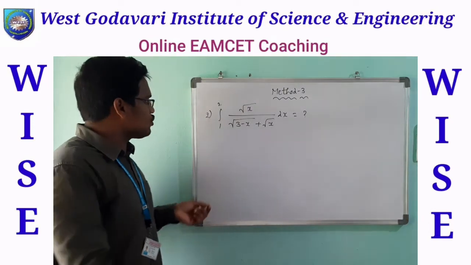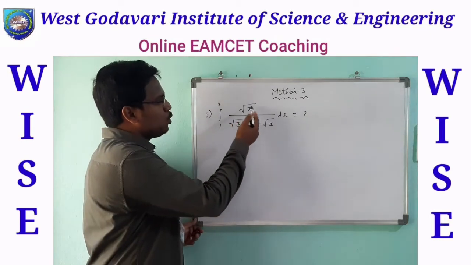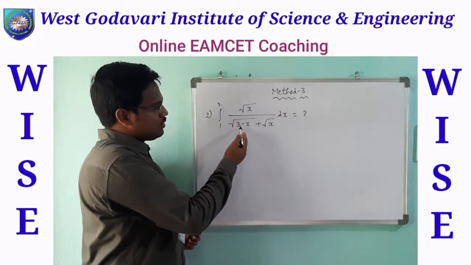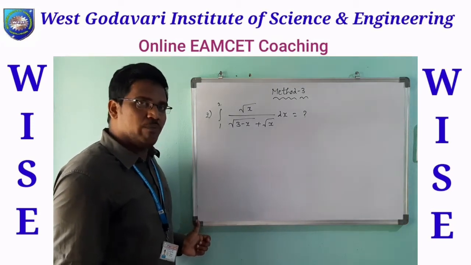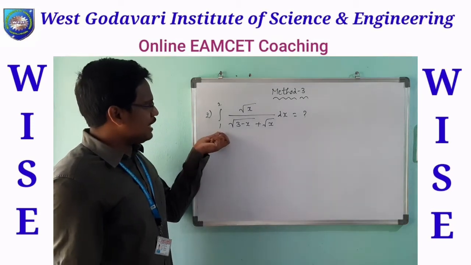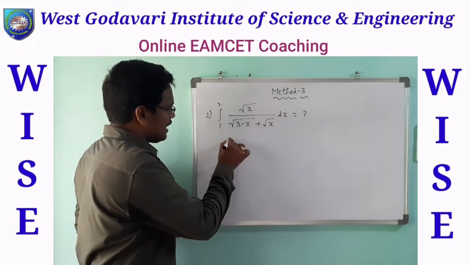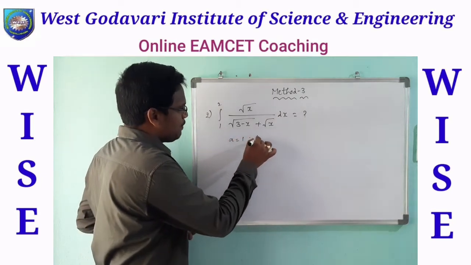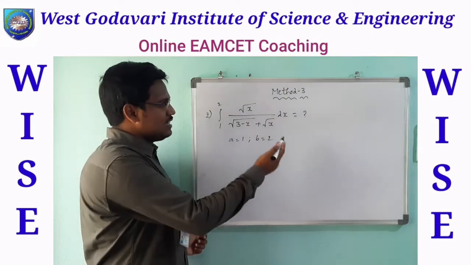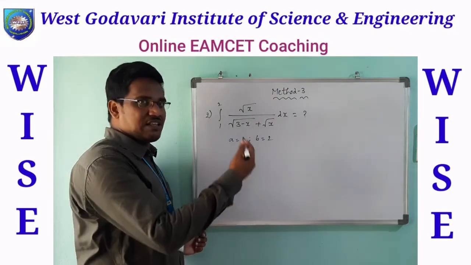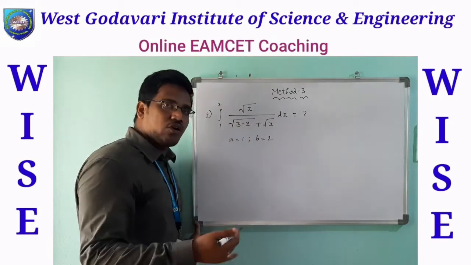Now see the second question, integral 1 to 2 root x by square root of 3 minus x plus square root of x dx is equal to. So here it is a definite integration and the lower limit a is equal to 1 and b is equal to 2. Now let's check the functions, whether it is suitable for the format or not.